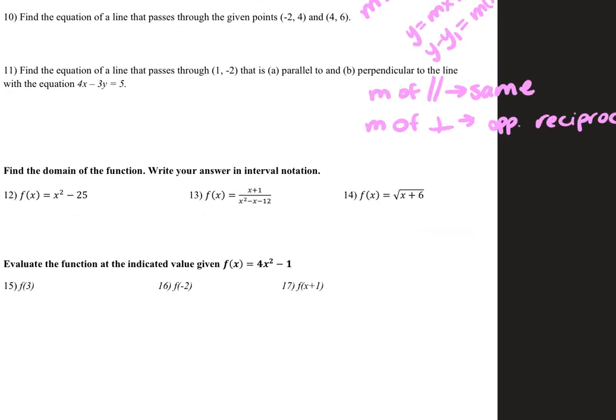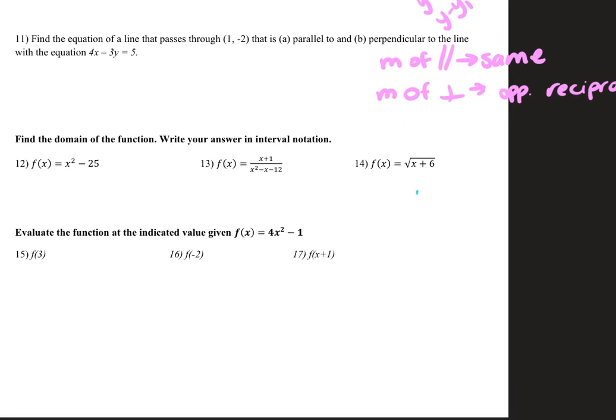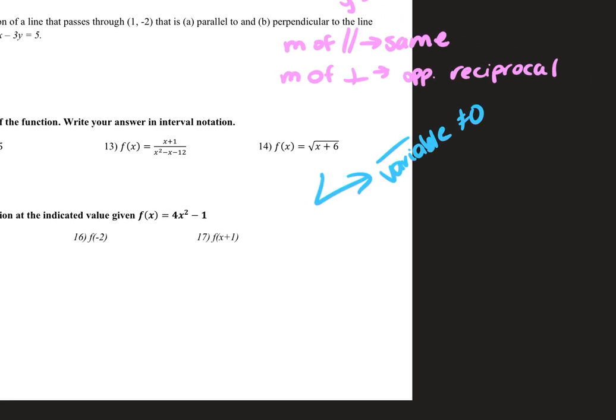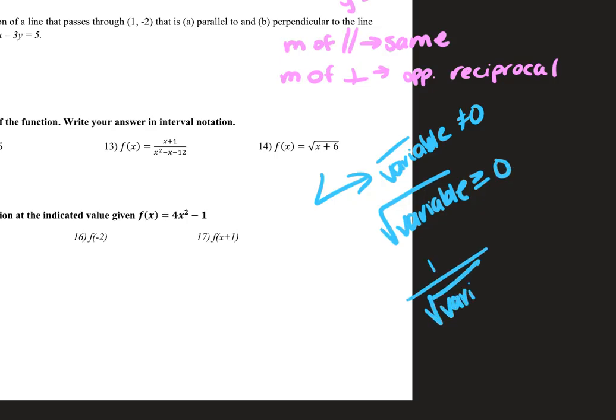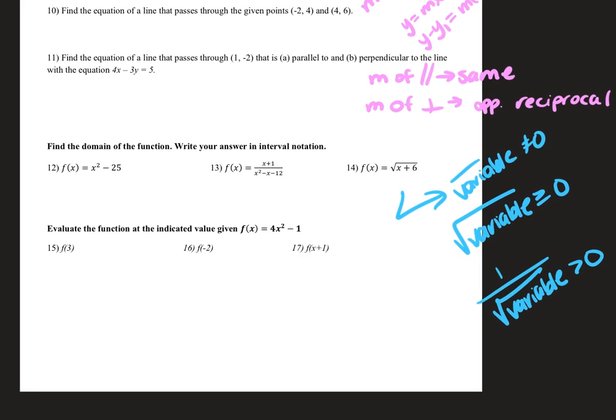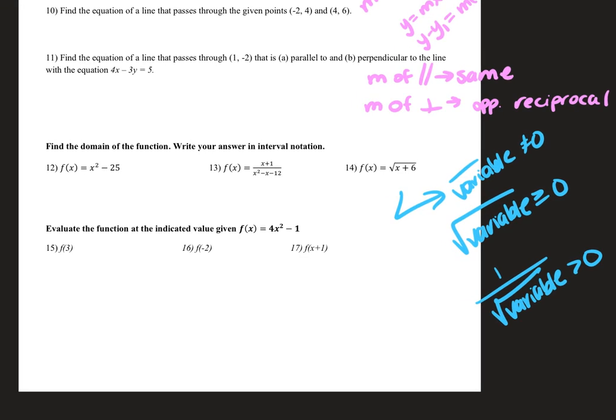Okay, and then we pick up where we left off on the warm-up, which was domain. Remember, you're looking for a variable in the bottom, and we would set that not equal to 0. We're looking for a variable under a root, and we would set that greater than or equal to 0, or we're looking for a variable in the bottom under the root, and we would set that greater than 0. And all those answers are going to be in interval notation. And then the evaluates at the end, so this is now 1.2. The evaluates at the end, we're just going to take those values and plug them in. We'll save the difference quotient for the test.